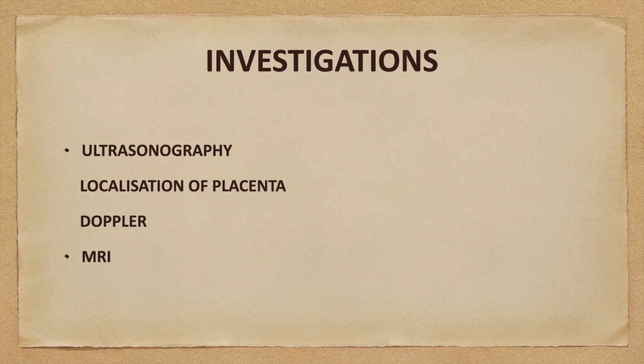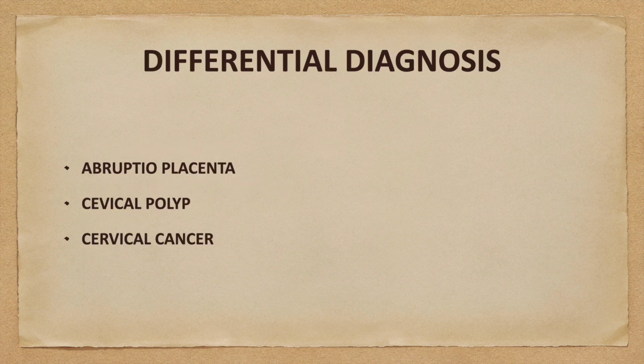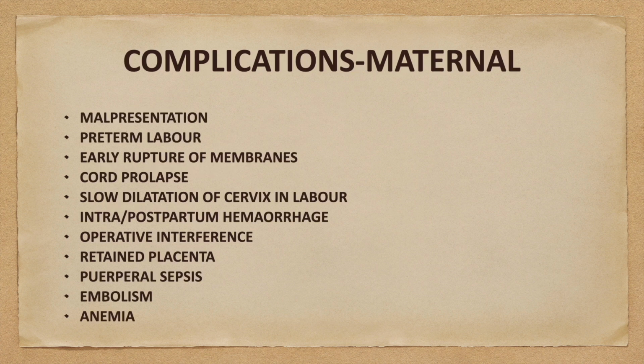Investigations: ultrasonography is done in order to localize the placenta, and Doppler. MRI confirms the diagnosis. Differential diagnosis: abruptio placenta, cervical polyp and cervical cancer.